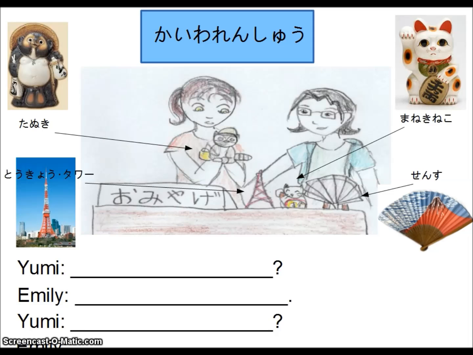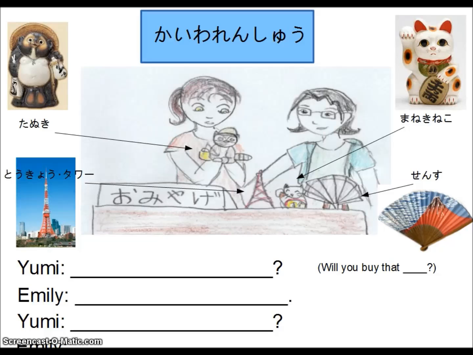So for our dialogue, we're going to have Yumi and Emily talking, and while dialogues are very difficult, we're going to have a guide here so that way you can know what you want to say. So first we're going to have Yumi say, will you buy that blank? And you can put whatever you want in the blank, any of these objects. So, how do we make a question?